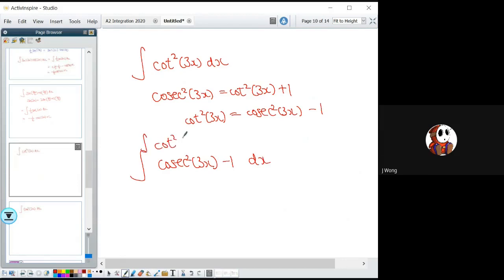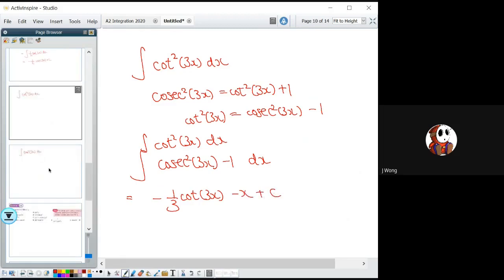Now you can see we remember how to integrate cosec squared 3x. That will be minus cot 3x, and I just need to divide it by the coefficient of x, which is 3. So minus a third cot 3x minus x plus c.